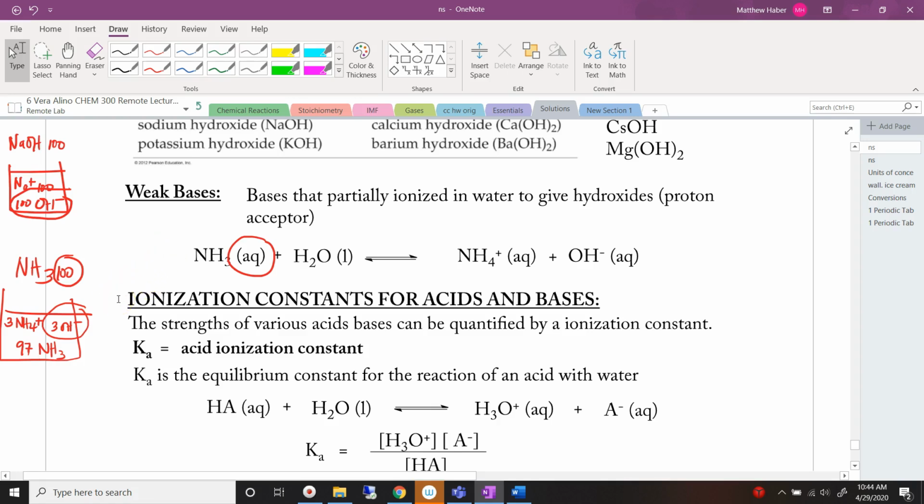And so now the question is, okay, how did you get those numbers? How can you tell that only 3 out of those 100 have broken apart?